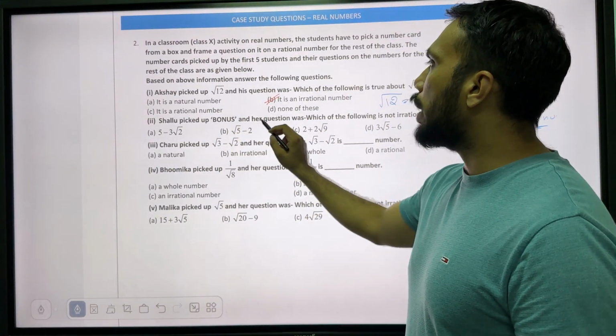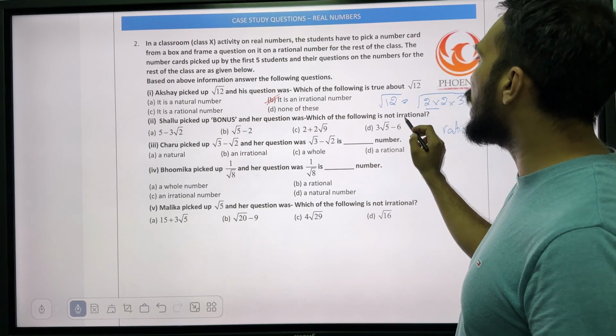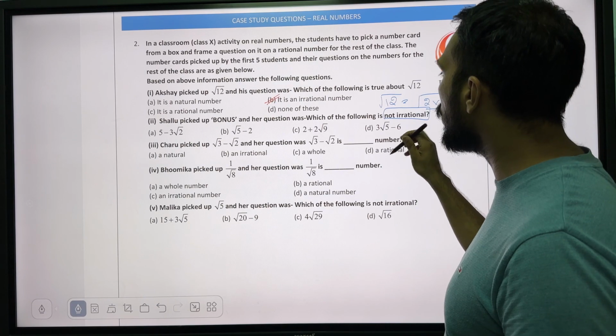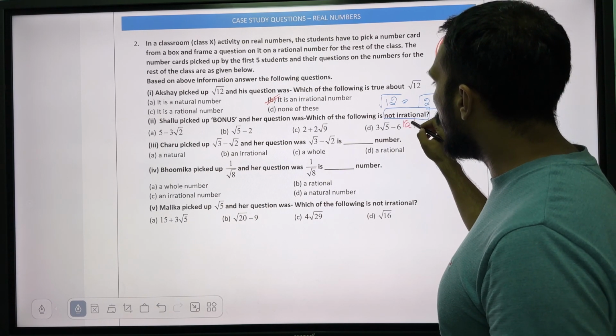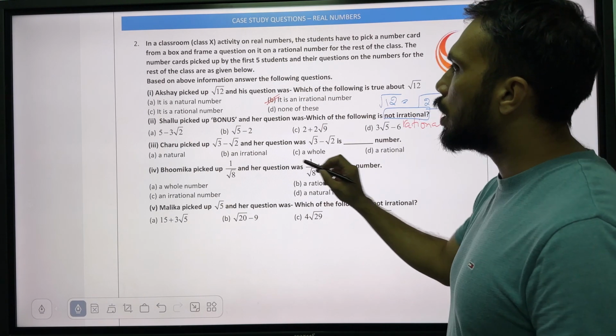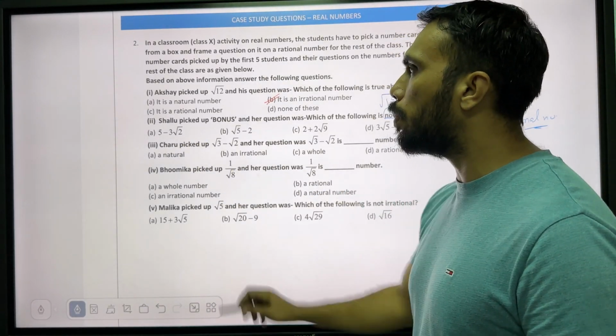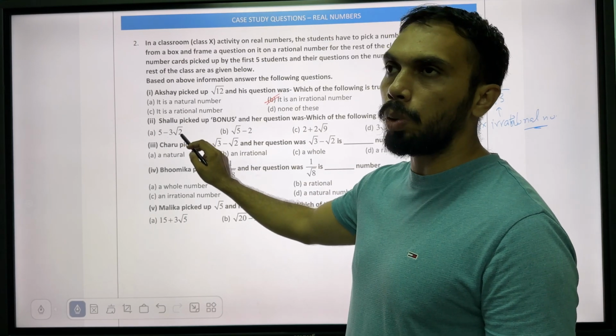Shalu picked a number and her question was which of the following is not irrational. Okay, so which of the following is not irrational? It means what I am looking for? I am looking for a rational number. So let us see which of the following 4 options is a rational number. Is 5 minus 3 root 2 a rational number? No, because 3 is a rational quantity, root 2 is an irrational number.